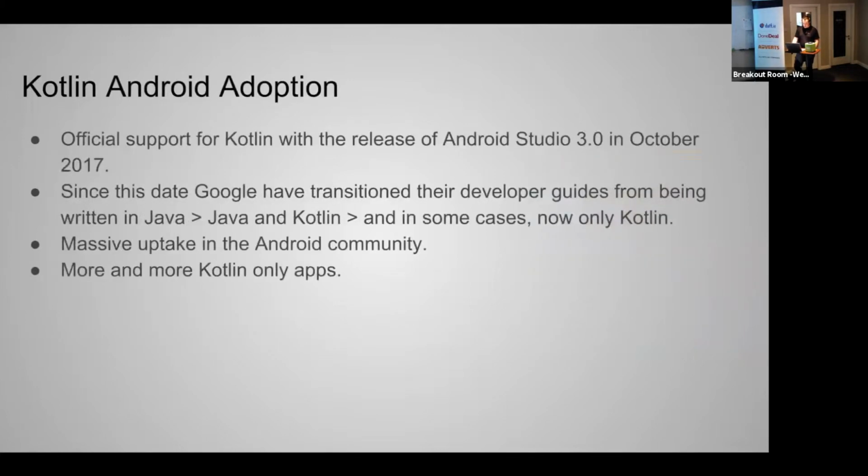So, Kotlin Android adoption. Google officially supported Kotlin with Android Studio 3, which came out in October of 2017. Since that date, they've transitioned all their developer guides from purely being written in Java to Java and Kotlin, and now in some cases, their developer guides are only written in Kotlin. So they're really strongly pushing it, and it's almost daily growing much bigger. There's a massive uptake in the Android community. You'll see that there's a lot of apps going up to the Play Store now that are only written in Kotlin and are no longer written in Java. So it's becoming a really popular thing.